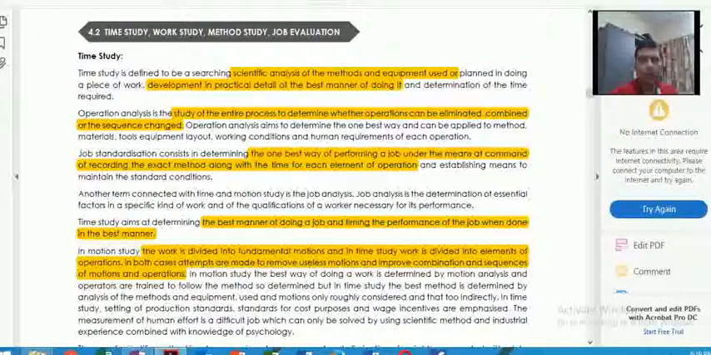Now we will try to understand the meaning of each term, that is time study, work study, method study, one by one. The first is time study. What do you mean by time study? As the name is self-explanatory, time study aims to find out the best time, or minimum time, of converting the raw material to finished goods.